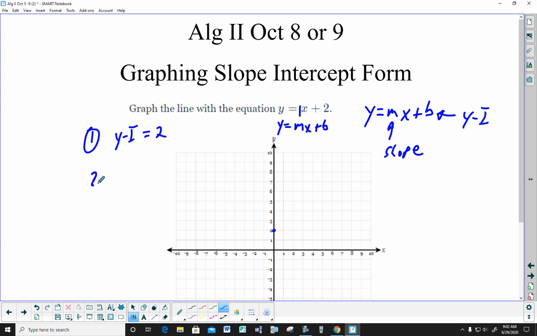So the second thing that you're going to do is graph the slope. And the slope is rise over run. You're just going to use that definition of it. And if it equals 1, when it's a whole number, you can just put a 1 underneath it. So you're rising 1 and running 1 from that point. Rise 1, run 1. So when you rise 1, don't put a dot. It's not till you run 1 that you put the dot. So rise 1, run 1, and then you draw your line. Okay?